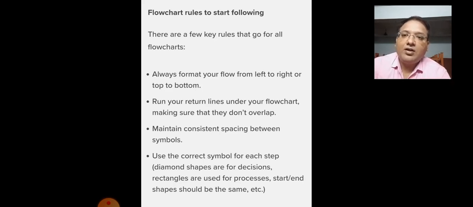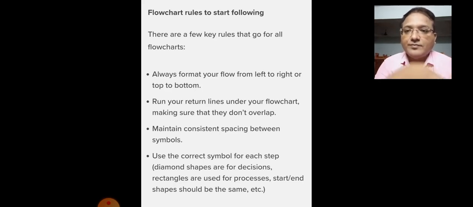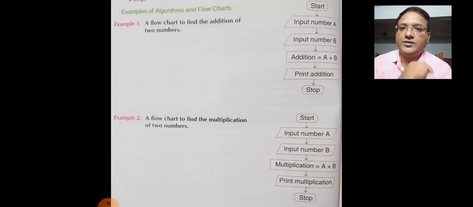Maintain consistent spacing between symbols. So maintain the distance between the symbols. Use the correct symbols for each step. Like diamond shapes are for decisions, rectangles are used for processes, start and end shapes should be the same, etc. So always use the correct symbol.